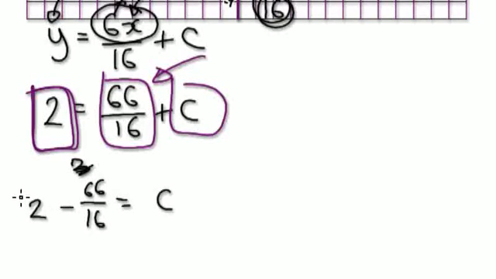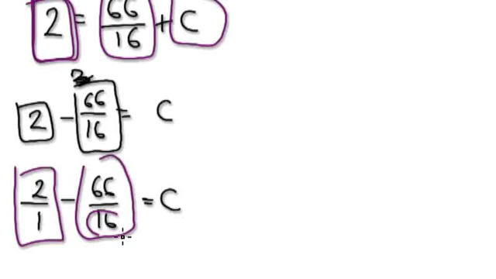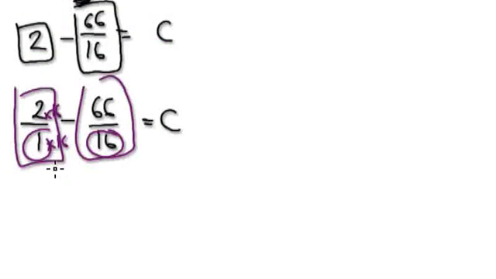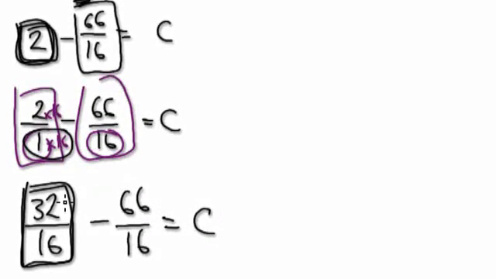Okay. So now turn this bit into a fraction because we want to merge the two together. So it will be 2 over 1 minus 66 over 16. Now, in order for us to add fractions, the two denominators need to be the same. So times top and bottom here by 16. So 2 times 16, 32, and then 1 times 16 is 16. I'm just rewriting the number 2 as this fraction here, because this fraction is the same as the number 2. Take away 66 over 16 equals c.